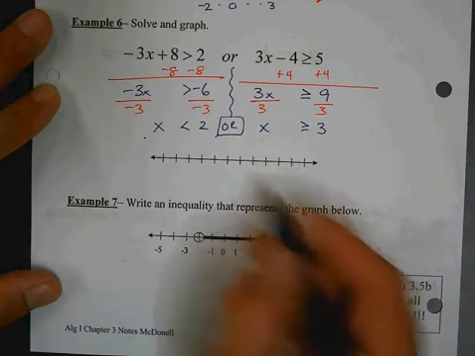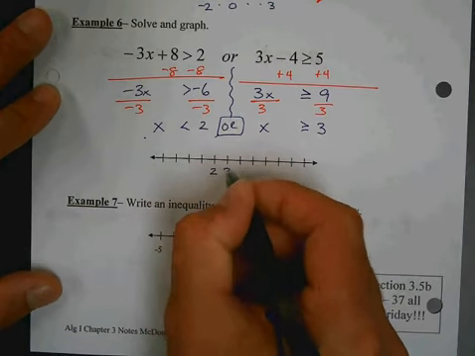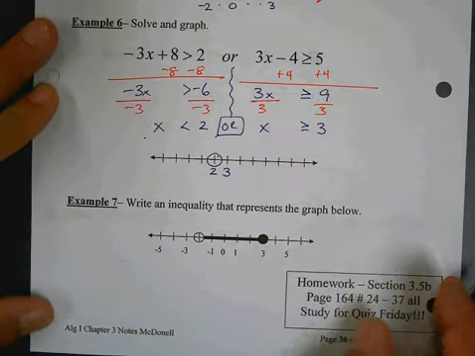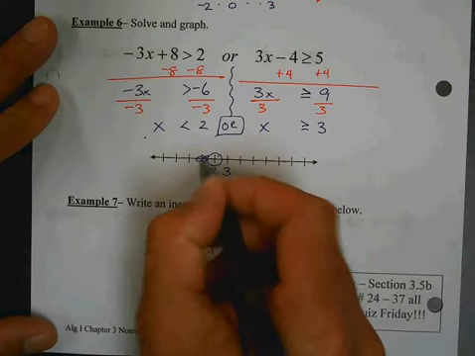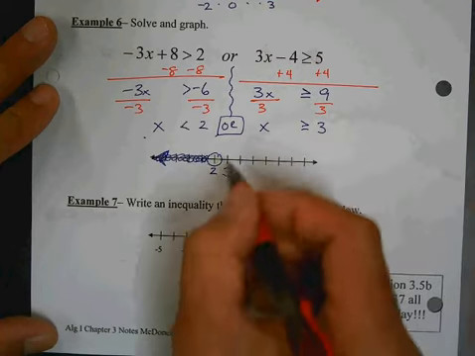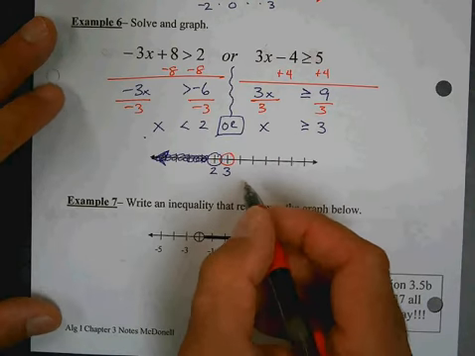I put down my 2. I put down my 3. What numbers are less than 2? Which way do I shade? To the left. I put down my 3. Which way do I shade? To the right.